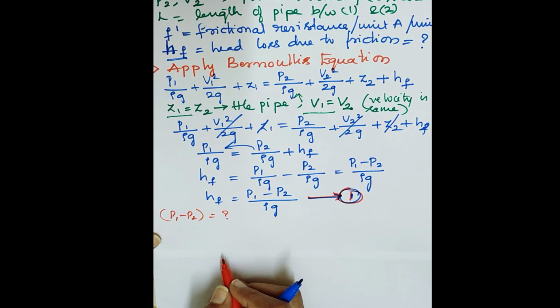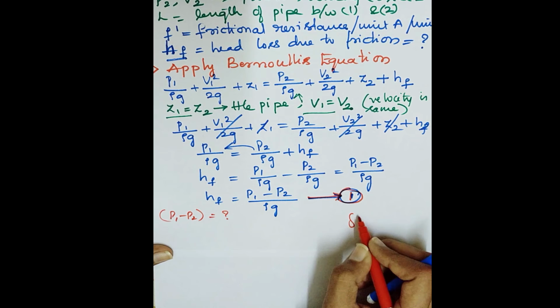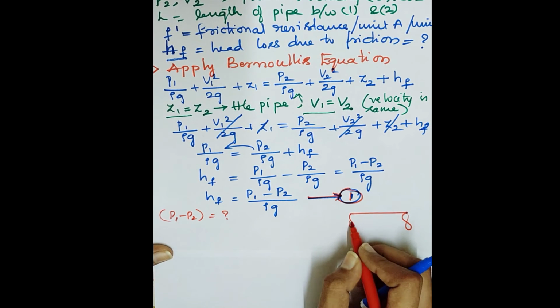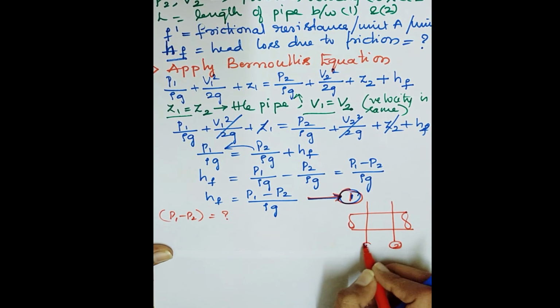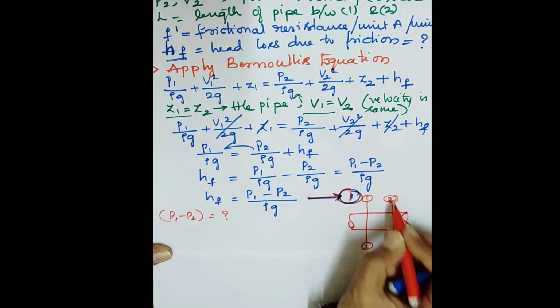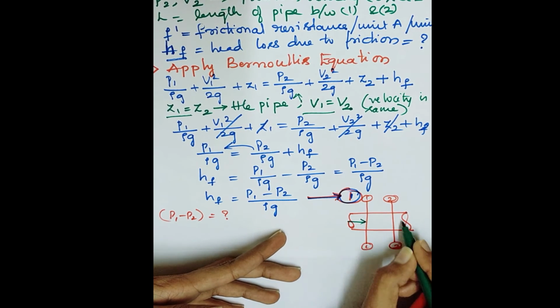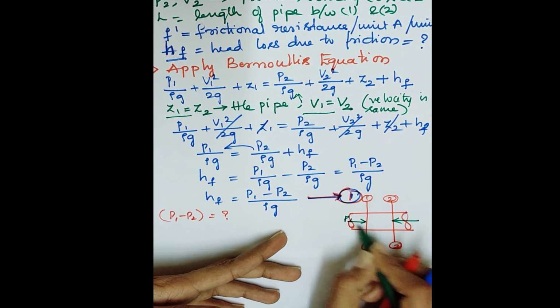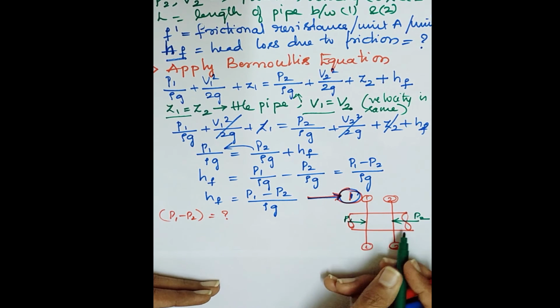So to find out what is this P1 minus P2, we have to consider the equilibrium of forces. As we have considered, I'll just rewrite the figure here. We have considered two sections, section 1 and section 2. At section 1, P1 will act, and at section 2, P2 will act. So those are the two pressure forces.